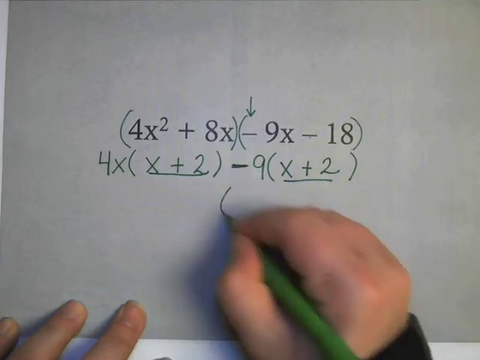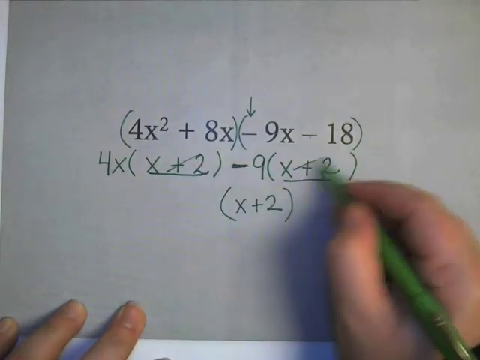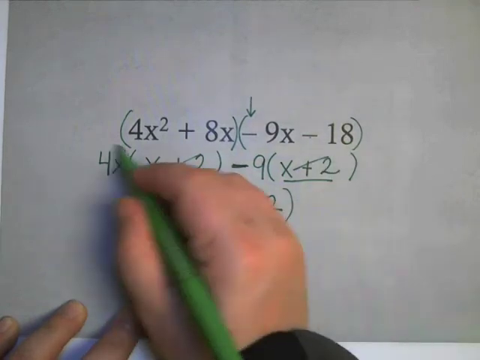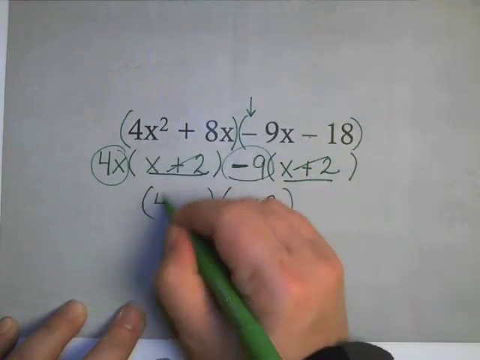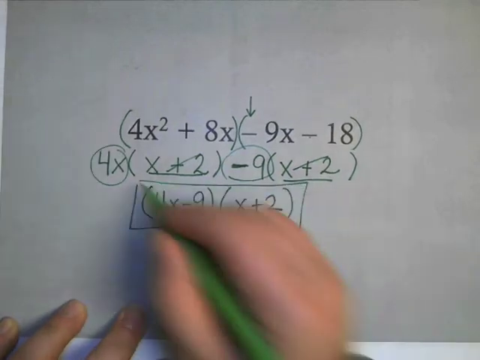X plus 2, x plus 2. So we write that x plus 2. So we use those. And then whatever's left over on the outside becomes a group. That is our answer.